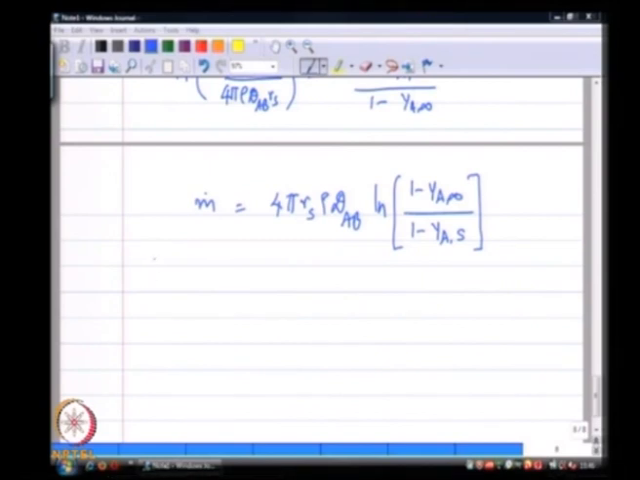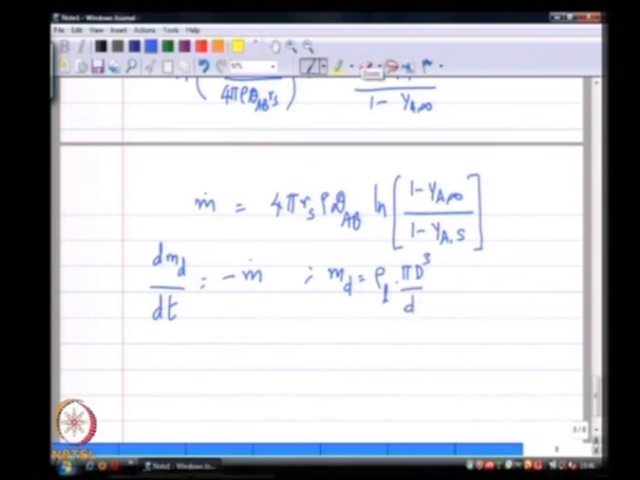Now, if I take a drop, the drop itself is losing mass at this rate. M_d is given by rho L pi d cubed over 6. Now, at some point in time we are going to make the change to diameter. This R_s is nothing but d over 2 in the next equation. R_s is the radial location of the surface of the drop, that is equal to the drop diameter divided by 2.